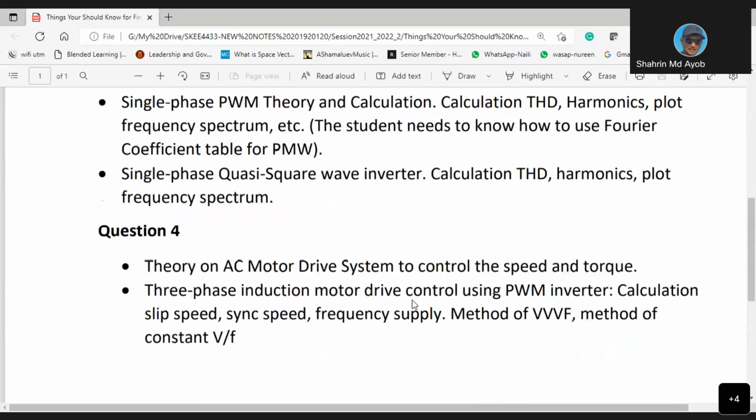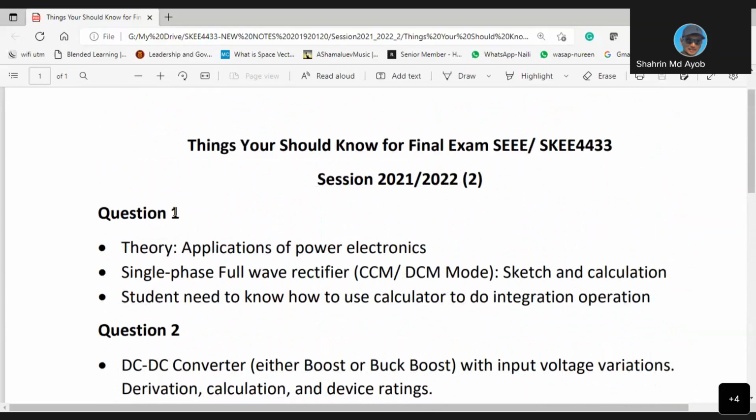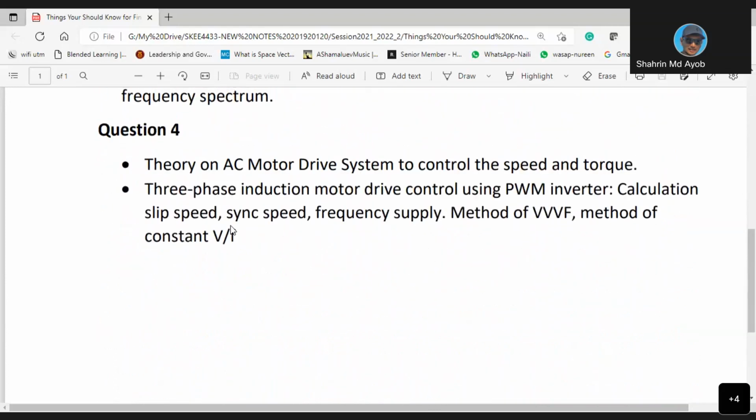And then question number 4. I think the total is 25 marks. Semua soalan semua 25. Okay, 25 marks for all questions, each question is 25 marks. But what I want to highlight for question number 4, from 25 marks, 50% is theory.